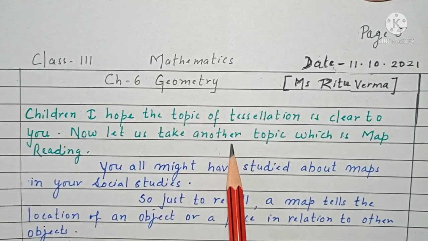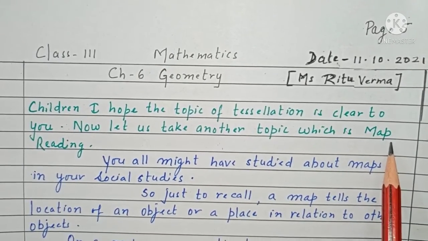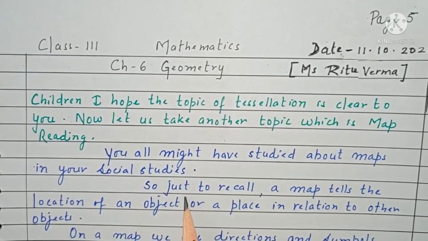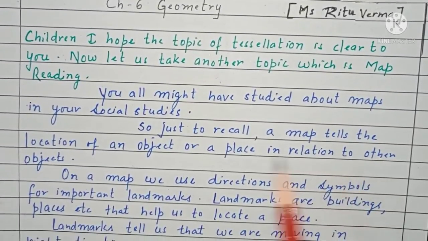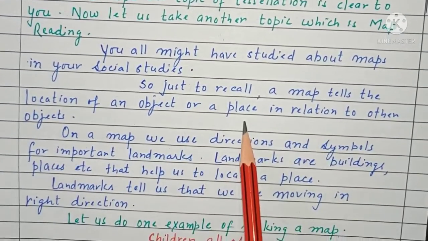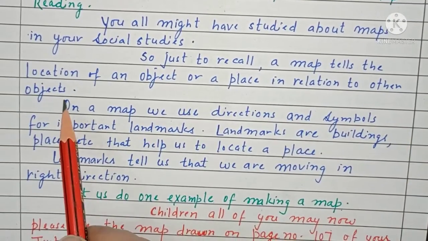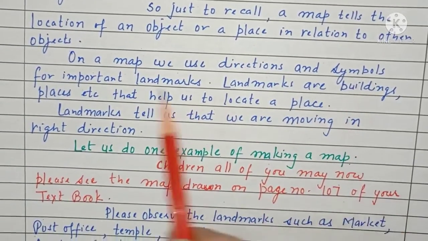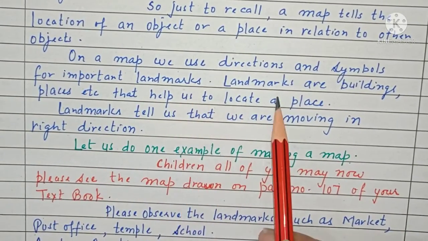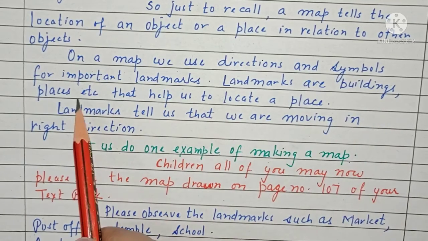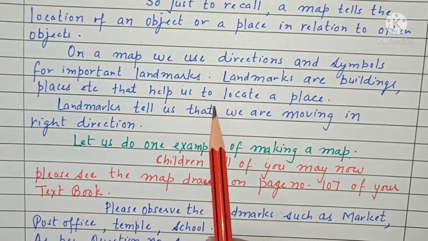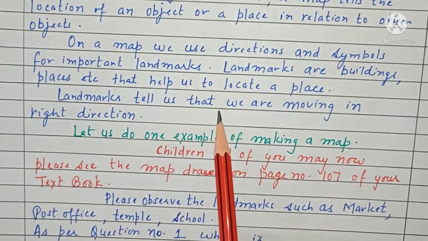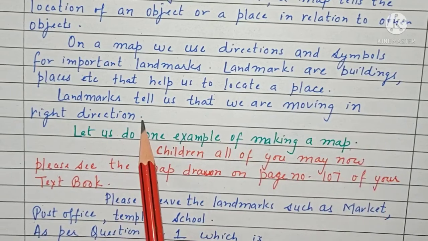Now, let us take another topic, which is map reading. You all might have studied about maps in your social studies. So, just to recall, a map tells the location of an object or a place in relation to other objects. On a map, we use directions and symbols for important landmarks. Landmarks are buildings, places, etc. that help us to locate a place. Landmarks tell us that we are moving in the right direction.